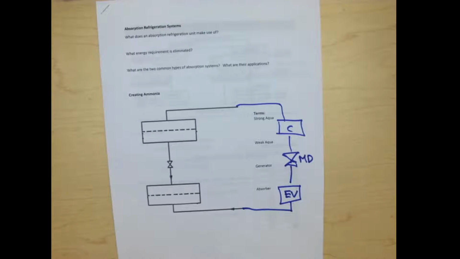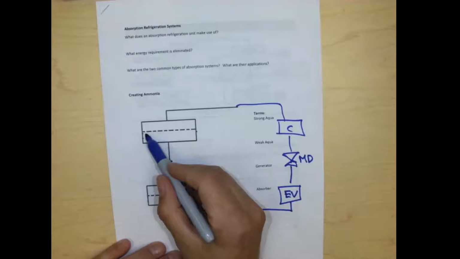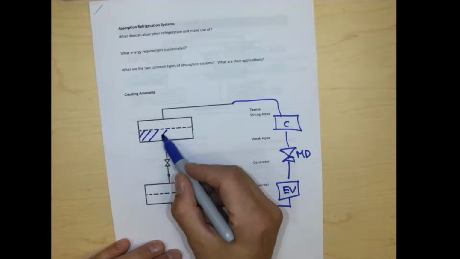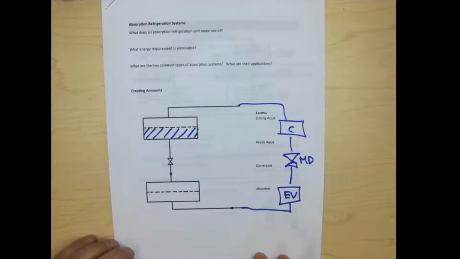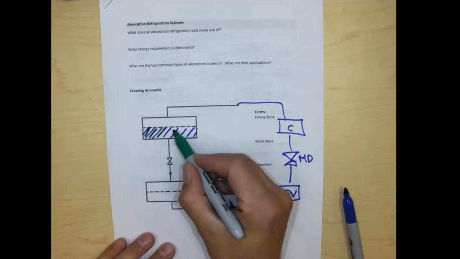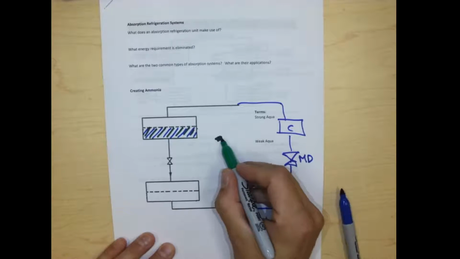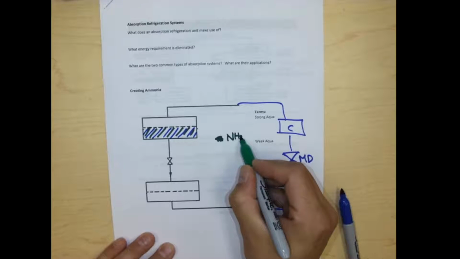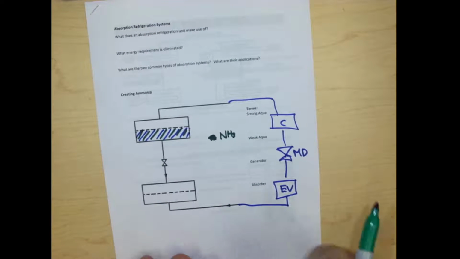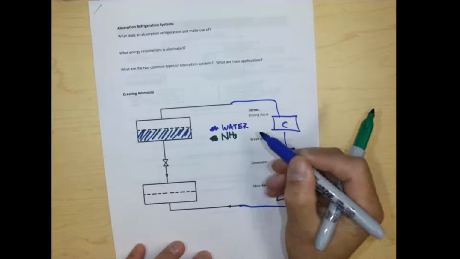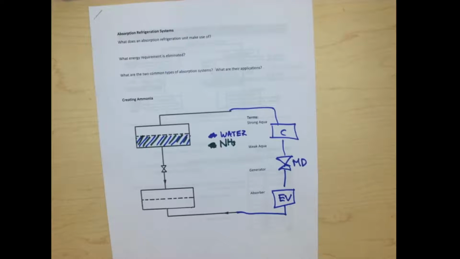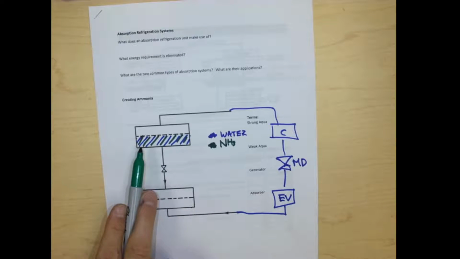Okay, and so what we end up, and we'll start maybe up here, what we've got is a mixture in here of water, which is one of the fluids that's required in this system, and then ammonia. And so I'll use green to represent my ammonia. So my green is my ammonia, and blue is my water, or H2O. Okay, so I've got a mixture of ammonia and water.